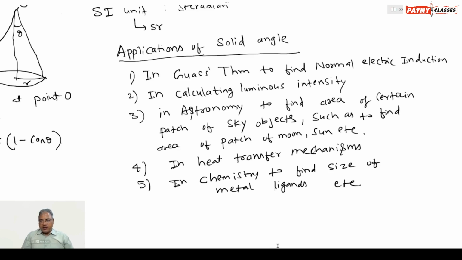It is also used in heat transfer mechanisms, and in chemistry, to find the size of metal ligands. That is also possible with the help of solid angle. There are more applications. These are the few I have written here, so that you get an idea of how important solid angle is.